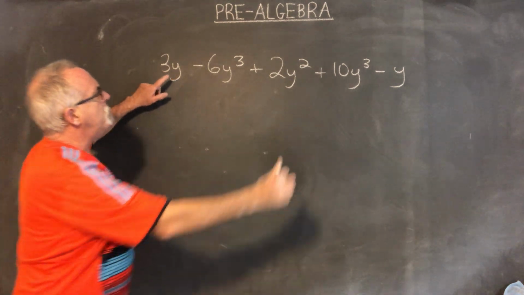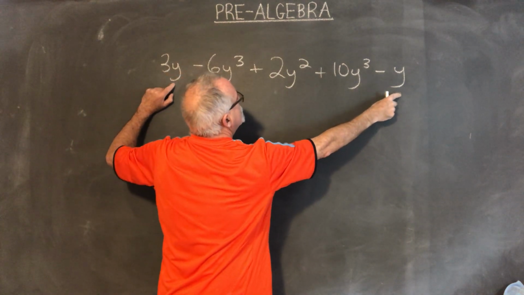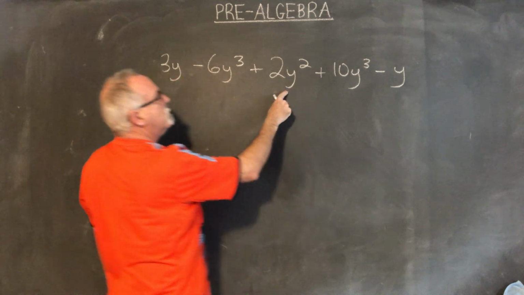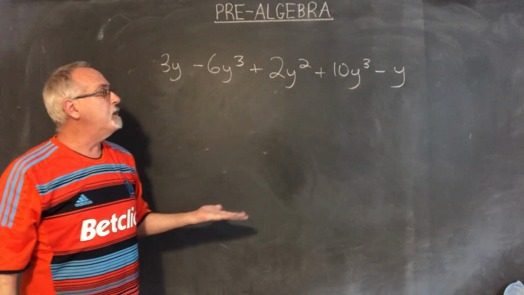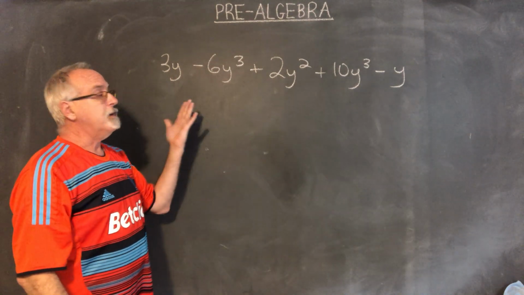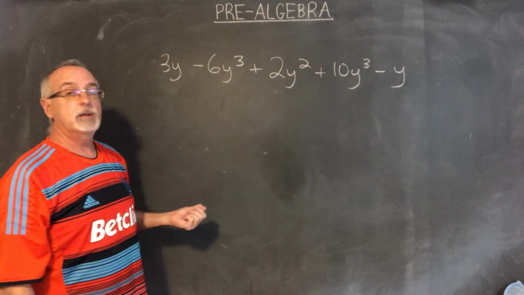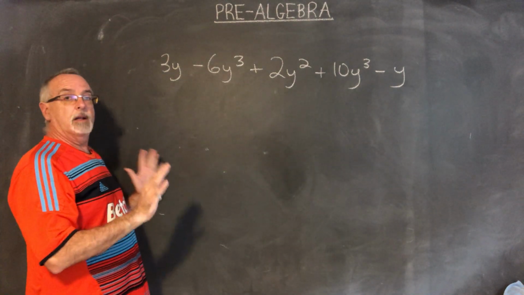Because we have y, there are two of those. And we have y cubed, there are two of those. So there's only one with y squared. That lonely 2y squared is not going to be able to combine with anything else because there are no other like terms. There are no other terms that have y squared. But I'm not going to let that bother me.